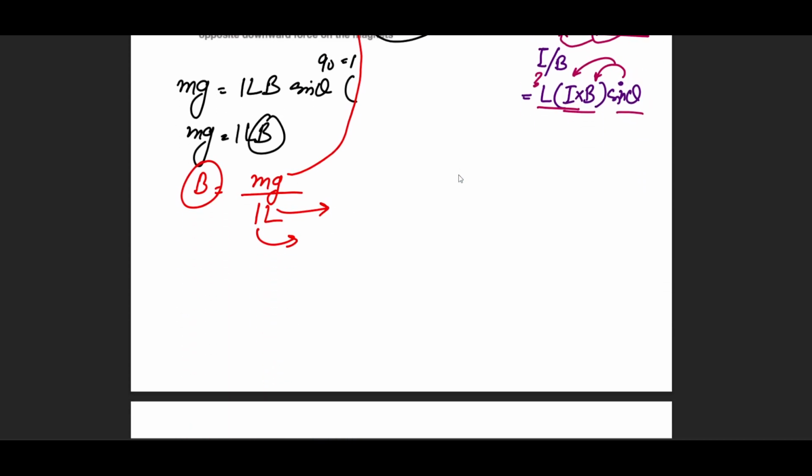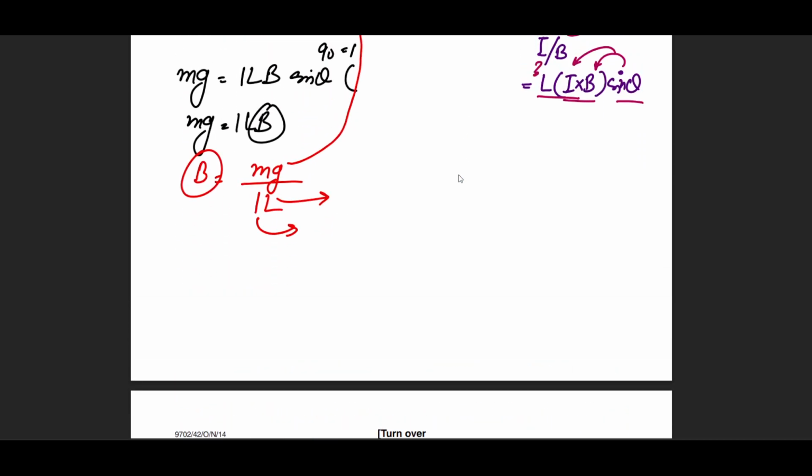Okay, so another trick question that the examiner sometimes may ask is force per unit length. Find the force per unit length. Now, the students get confused by this, force per unit length. No need to get confused by this. What is the change in the formula?